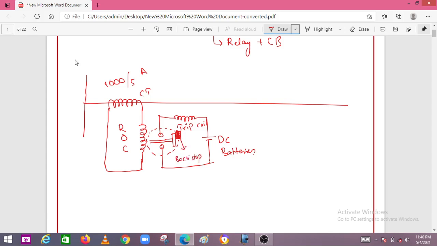The backstop stops the plunger from moving further. Sometimes there may be rotational plungers, sometimes horizontal or vertical movement of a plunger. For example, if there is a rotation of the plunger, then it will be stopped by the backstop. Whenever it is magnetized, the plunger will move to these contacts and the circuit will be closed, and because of the DC batteries, when the circuit is closed, the trip coil will be energized and give a signal to the circuit breaker contacts.